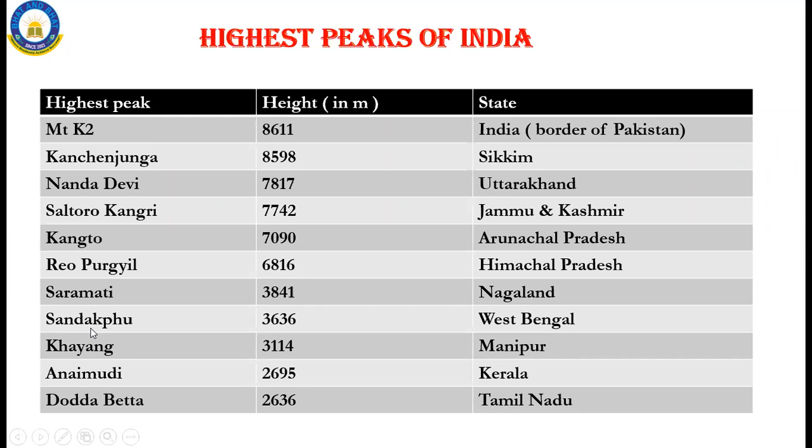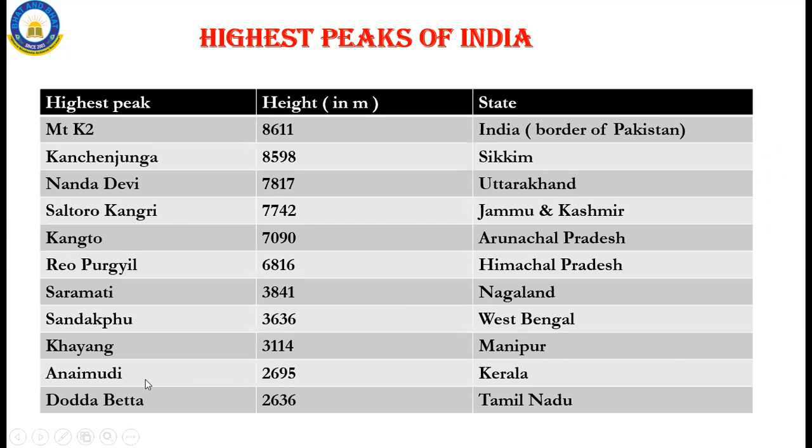And then we have Sandakphu, where the height is 3,636 meter, and the peak is located in West Bengal. And next we have Kayang. Kayang peak height is 3,114 meter, where it is located in Manipur.